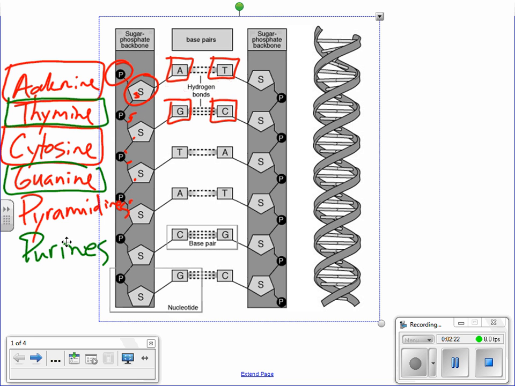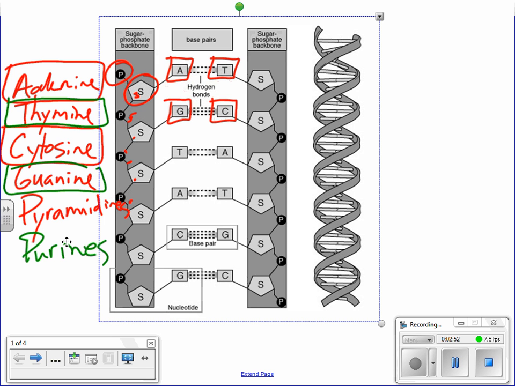As these line up, they always have to pair one purine with one pyrimidine, so that the DNA structure stays uniform throughout the whole DNA strand, and that it's not bubbling out or dimpling in if there are fewer molecules that need to be there. So the A always matches up with the T, and the G always matches up with the C.